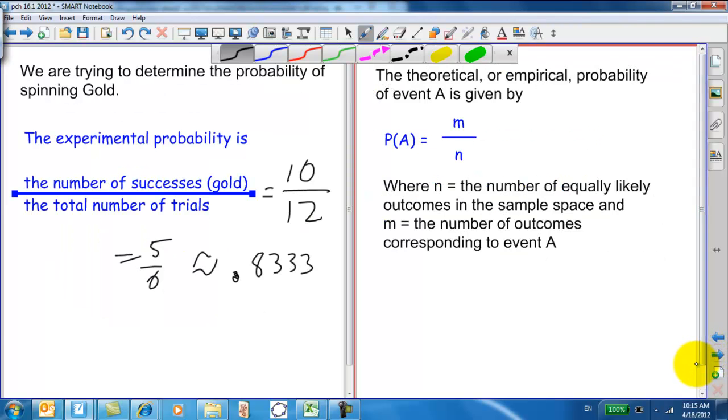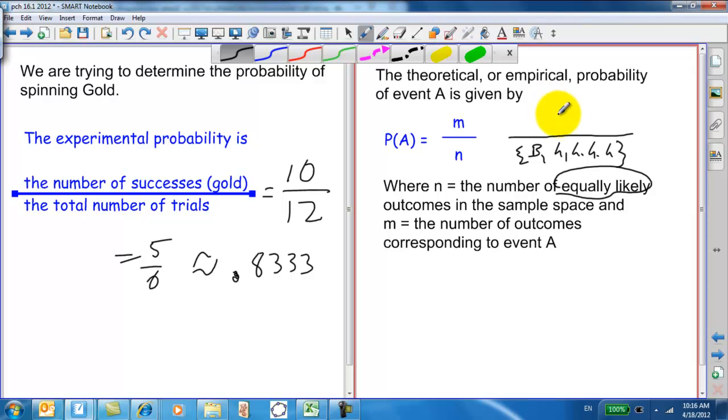Now, the theoretical probability of event A is given by m over n, where n is the number of equally likely outcomes in the sample space, and m is the number of outcomes corresponding to event A. So in this case, we basically had in our sample space a blue, a gold, a gold, a gold, and a gold section, and we're just interested in the gold sections. So we end up with 4/5 or 0.8 for our exact theoretical probability. Now, why do these two differ?